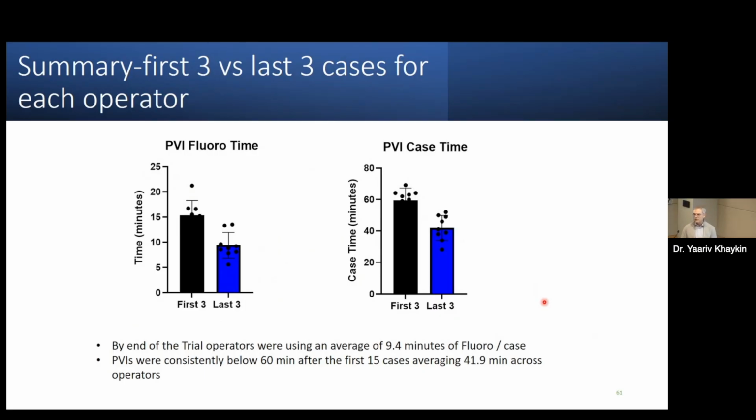The learning curve is very steep. Personally, I was kind of fighting with the reps, trying to do it my way for the first few cases, then eventually gave up, and the procedure became a lot more efficient and a lot quicker. So fluoroscopy time came down, without a 3D mapping system, to about 10 minutes or less, and PVI case time came to about 40 minutes.